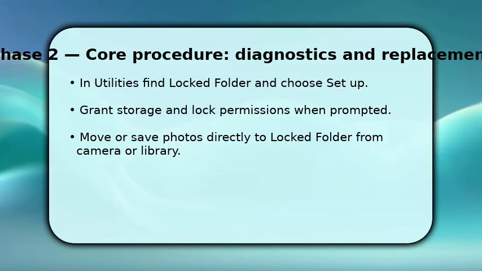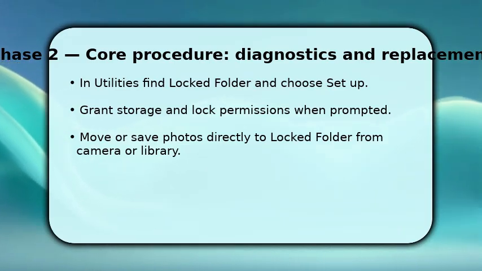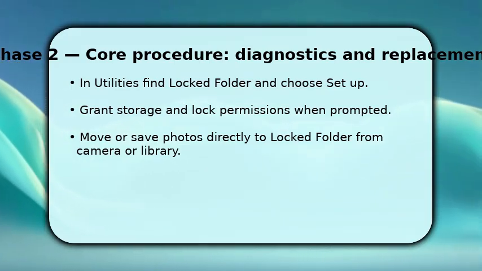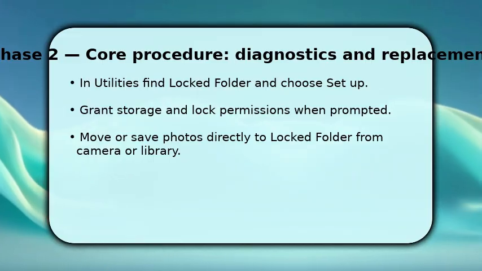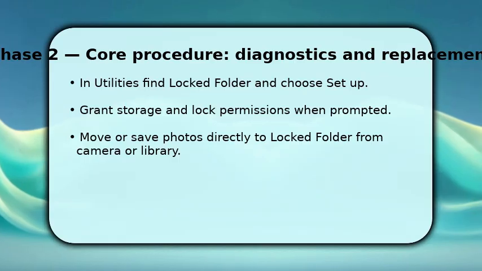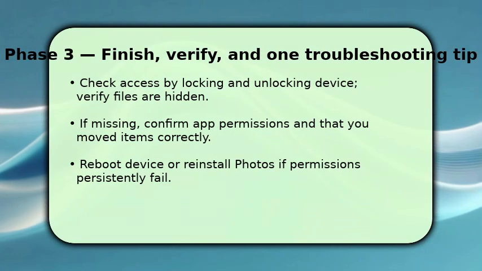Next, move existing photos by selecting Items, tapping the three-dot menu, then move to Locked Folder or set your camera to save privately. Once done, items appear only in the locked folder and won't show up in other feeds or albums. You finish by testing access.